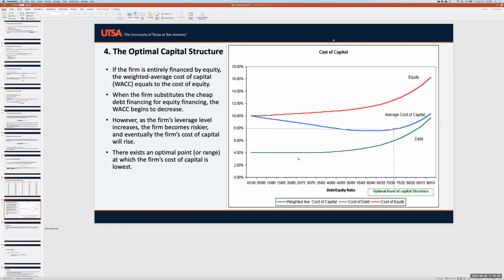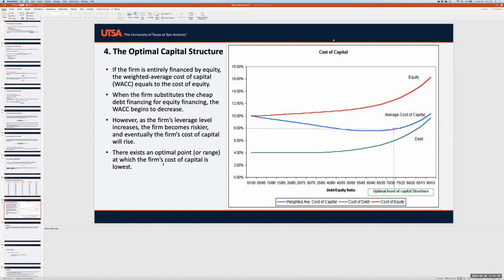So if the firm is entirely financed by equity, the weighted average cost of capital equals the cost of equity. When the firm substitutes cheap debt financing for equity financing, the weighted average cost of capital begins to decrease, right? However, as the firm's leverage level increases, the firm becomes riskier, and eventually the firm's cost of capital will rise. And there exists an optimal point or range at which the firm's cost of capital is lowest.